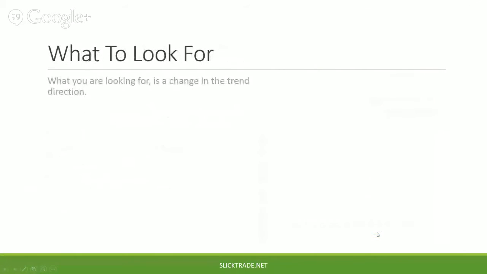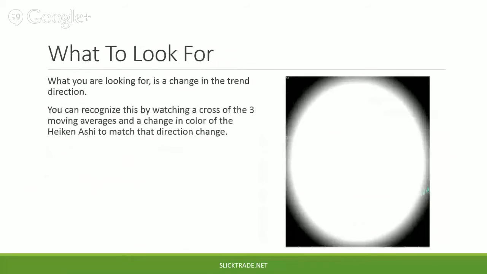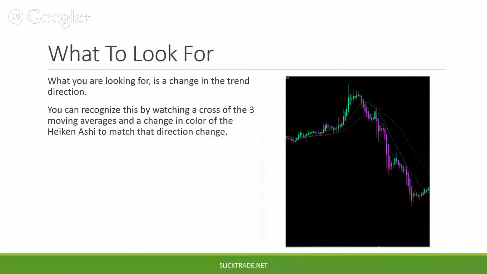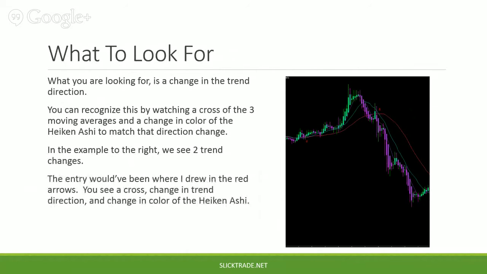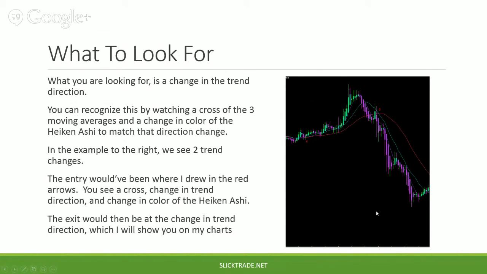What to look for. What you are looking for basically, this is just the start of this, but it's to get your mind going and to start learning to watch for this. You're looking for a change in the trend direction. You can recognize this by watching a cross of the three moving averages and a change in the color of the Heikin-Ashi to match the direction change.